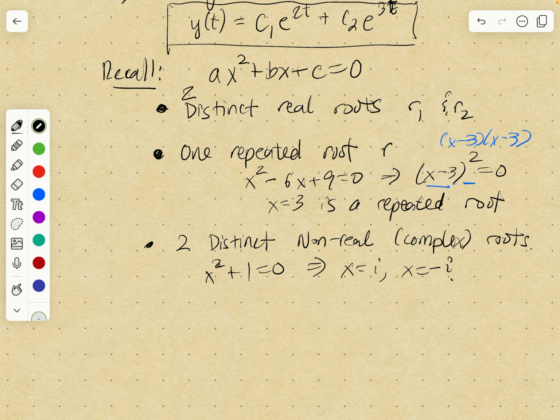And we need to talk a bit more. So we know how to solve this one when you have two distinct roots. But what happens when you have one repeated root and when you have two distinct non-real roots?